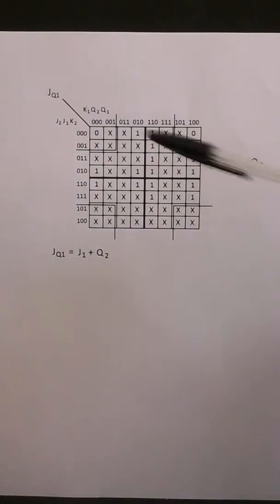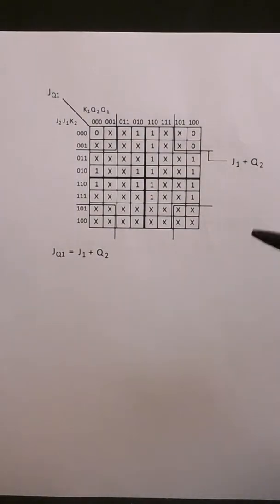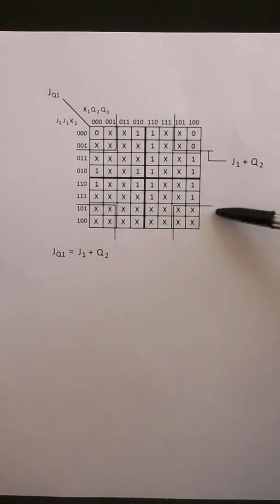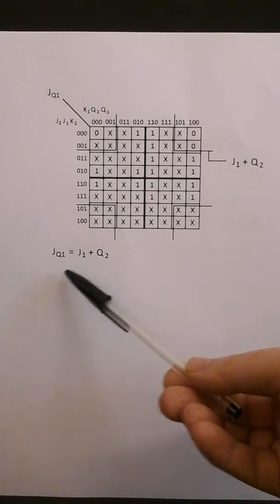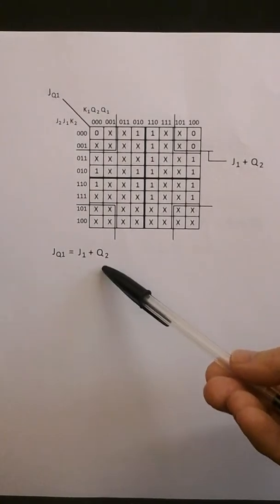This is the Karnaugh map for JQ1. And again, it's a product of sums expression. In this case, there's only one sum term, and this is a loop of 16 here, and that is equal to J1 and not Q2 and Q2. So JQ1 equals J1 and Q or Q2.